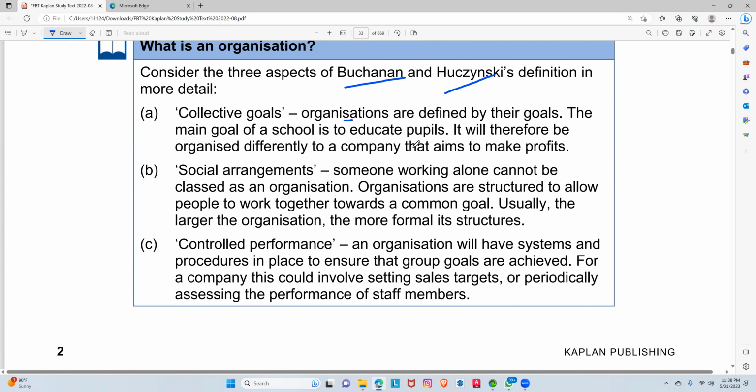Then you have social arrangement. Someone working alone cannot be classed as an organization for sure. So I'm not working alone. I also have an organization which is one running. There are many people in it. Only thing is you see me only in the picture. Organizations are structured to allow people to work together towards a common goal. Usually the larger the organization, the more formal its structure. And then जितने कम लोग होंगे उतना इनफॉर्मल होगा, उतना इजी टू अप्रोचेबल ऑर्गेनाइजेशन होगा.